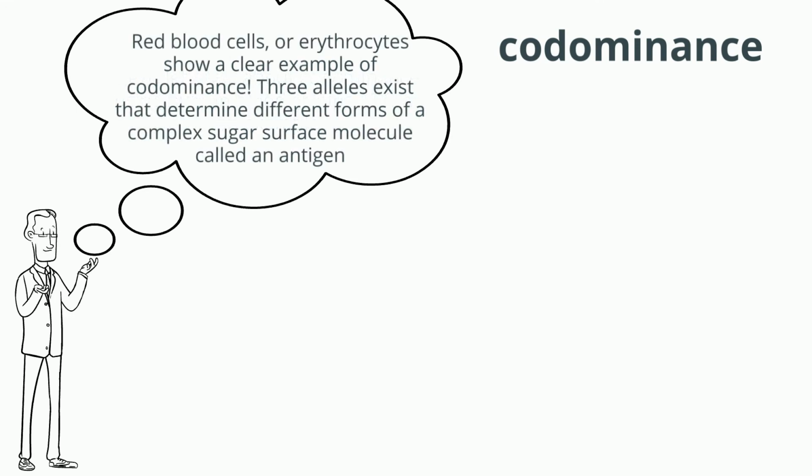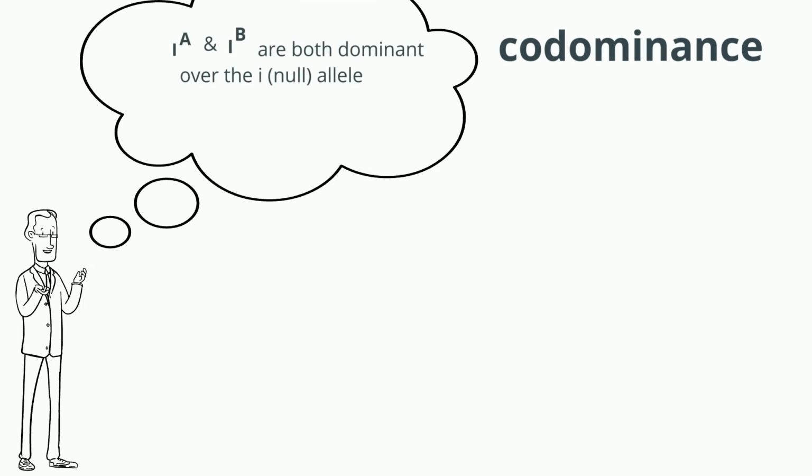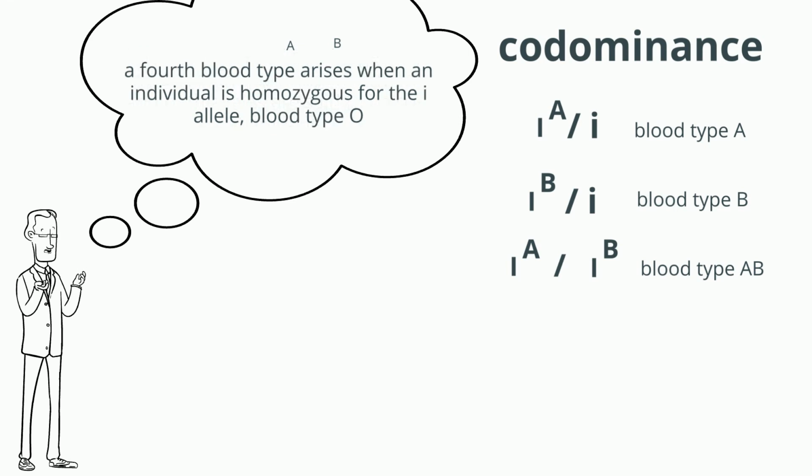Red blood cells, or erythrocytes, show a clear example of codominance. 3 alleles exist that determine different forms of a complex sugar surface molecule called an antigen. The alleles are as follows. A and B are both dominant over the null allele. But when we see A and B together, we see a unique antigen formed, and both alleles are said to be codominant. A 4th blood type arises when an individual is homozygous for the null allele, blood type O.